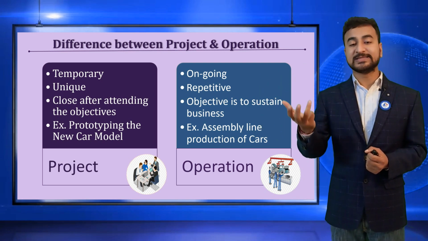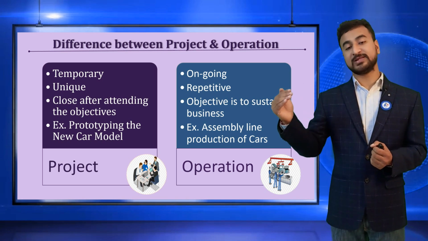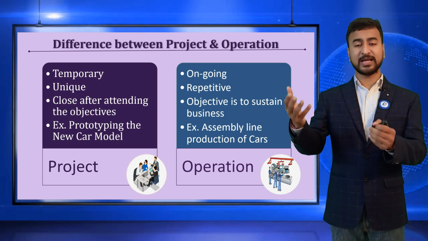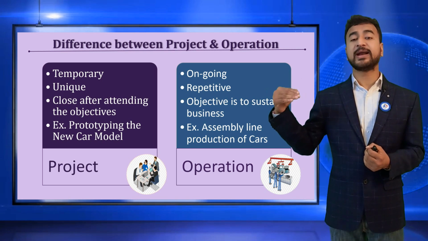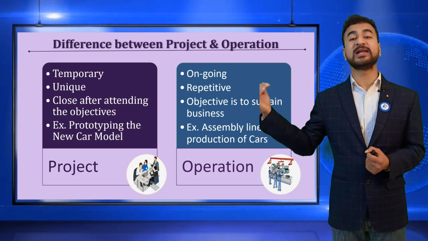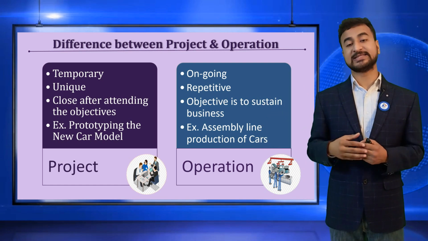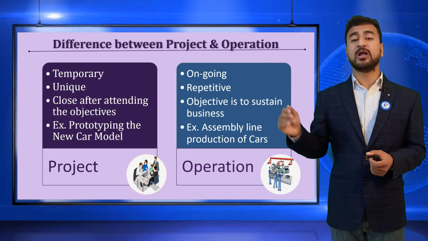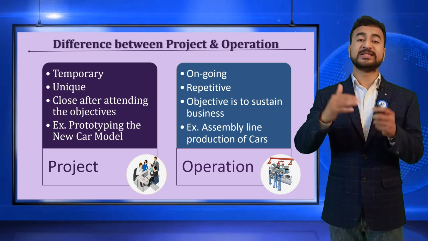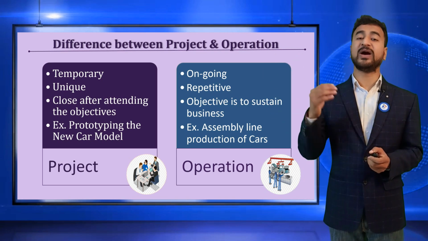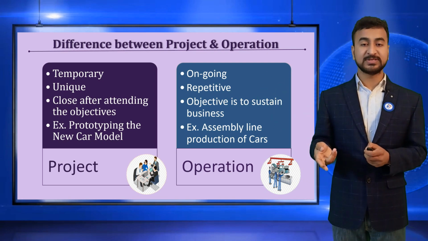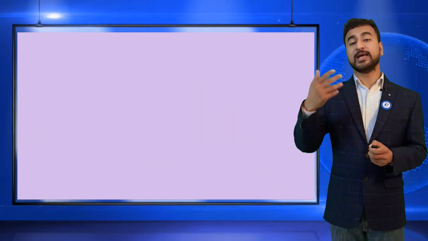Prototyping a car model is an example of a project. It starts with a 3 month time period, I come up with the prototype, and the project team is wound up. Whereas an operation, such as assembly line production of the car, is ongoing for 5 years, 10 years, until there is maturity in the product life cycle. So this is the difference between project and operation. Why have I given you this example? Because based on that, there are a few other terms that I would like to explain in the upcoming slide.